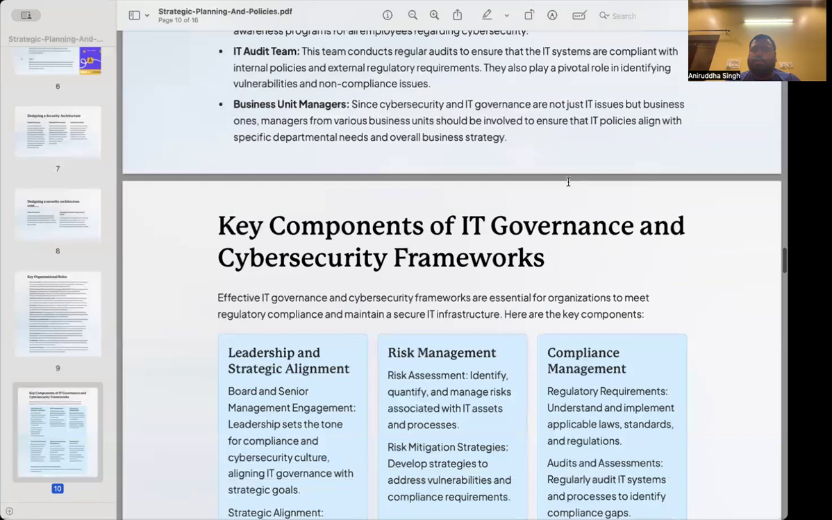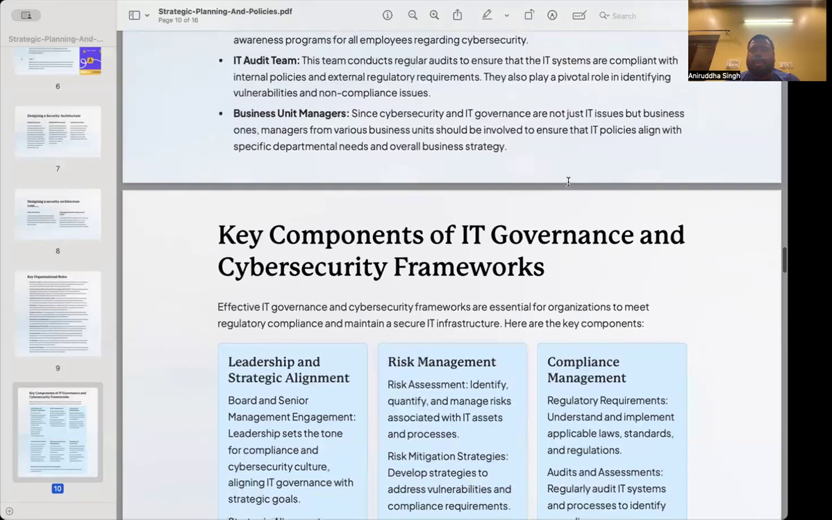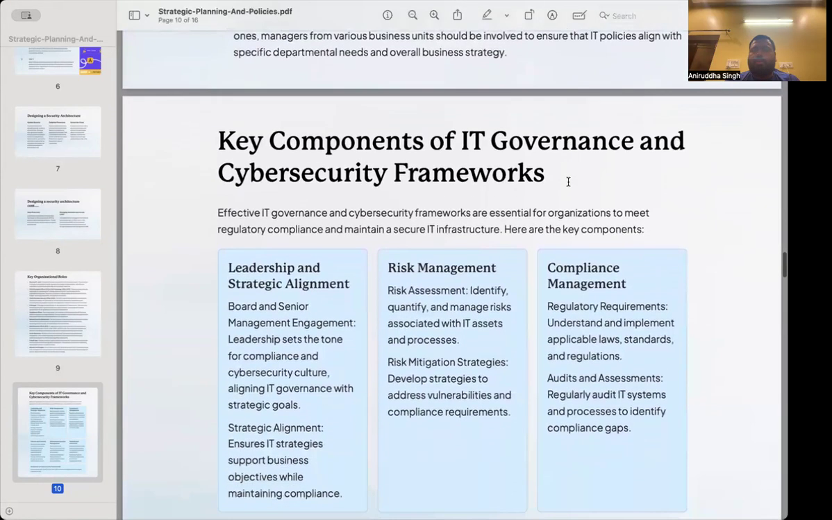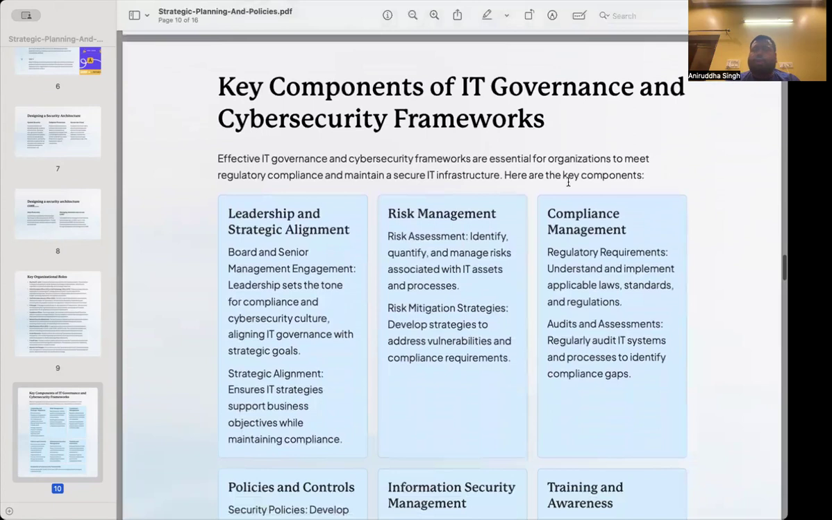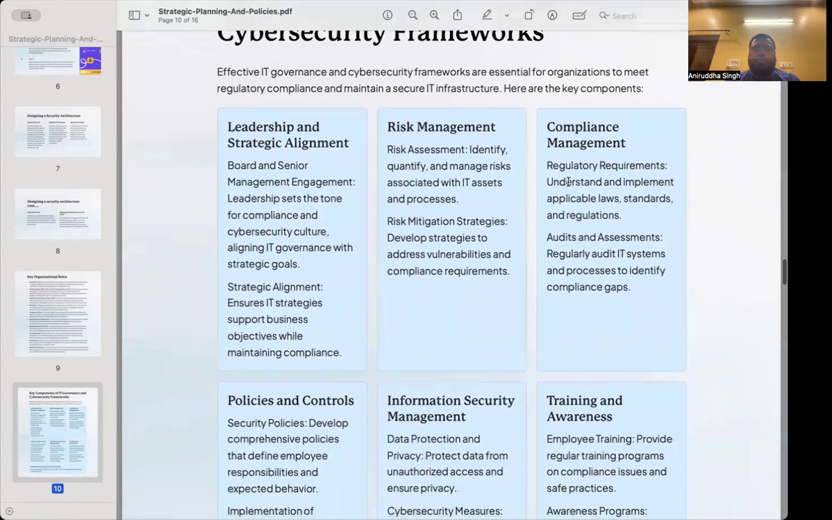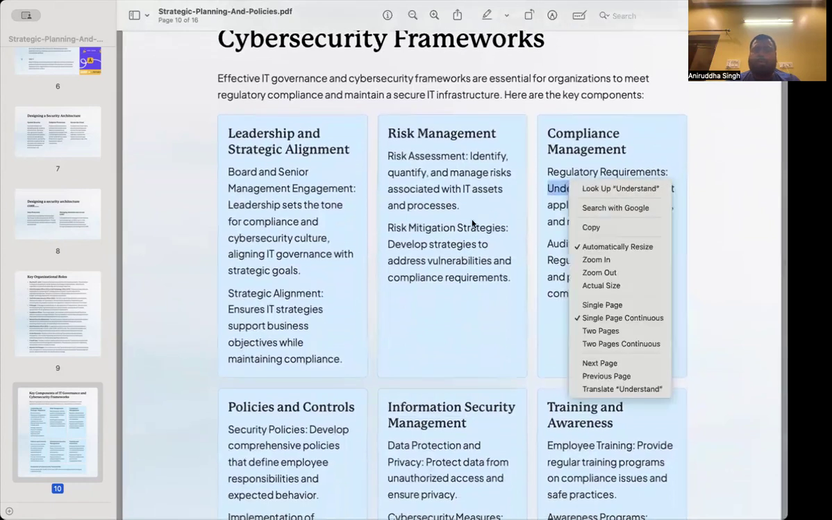Then we have business unit managers, BU managers. They should be involved to ensure that IT policies align with the specific department needs and overall business strategy. What are some of the key components of IT governance under a cybersecurity framework? So we need to have an alignment between leadership and IT governance. It supports our business, so we need to make sure that our leadership understands what our strategic needs are, and our IT strategy supports our business objectives.